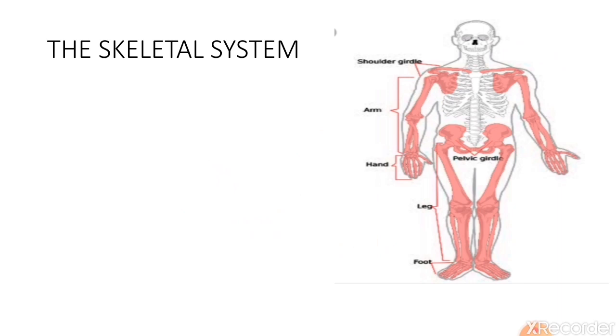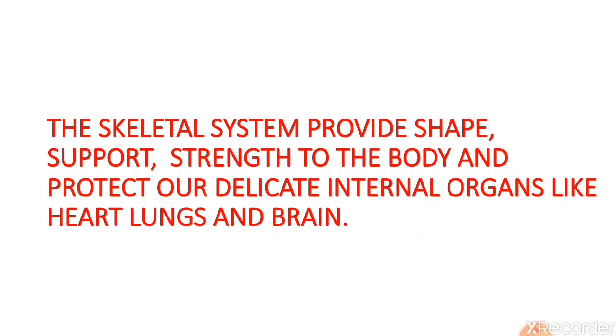So our today's topic is the skeletal system. The skeletal system is a rigid framework of bones that serves many important functions. The skeletal system provides support, shape and strength to the body and protects the internal organs as well. Bones along with the attached muscles allow different body movements like walking, running, writing and holding. Without bones and muscles, these movements would not be possible.